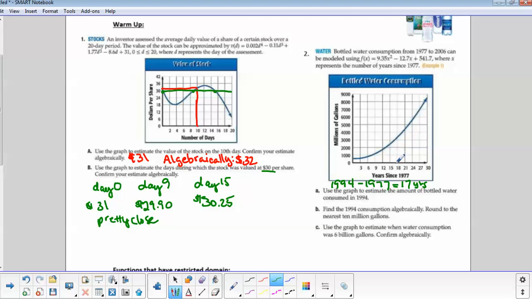So 17 is going to be a little bit before 18. Go up and go over. It looks like 3,000 million gallons. Think about that number, 3,000 million. What is that?